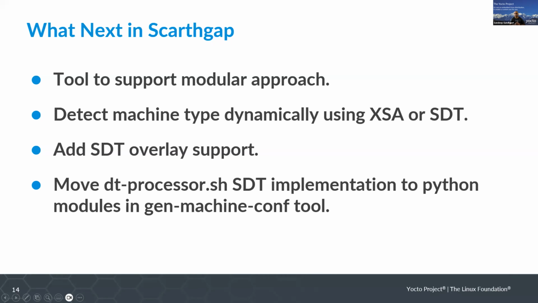And in Scarthgap, we are adding system device tree overlay support. And today, the generation of the machine configuration file for the system device tree flow is based on a standalone shell script, and that is converted to Python modules in the Scarthgap release. Cool. That's all I have for today.